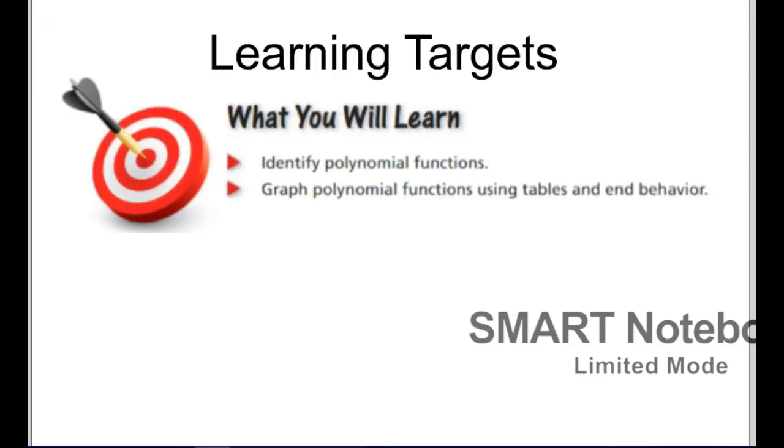So let's look back at our learning targets. First, we identified polynomial functions, and remember that a polynomial function has to have a positive whole number exponent. Then we graphed some polynomial functions using tables and end behavior. This is where we plot some points, pick some x values and plot those, and then look at the end behavior based on whether we've got an even or odd degree and a positive or negative leading coefficient. Now that we've worked on these learning targets, go ahead and work on your homework for 4.1.